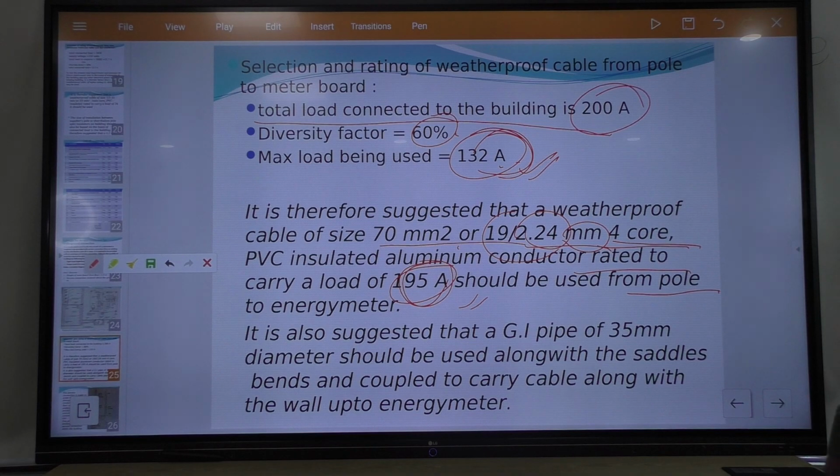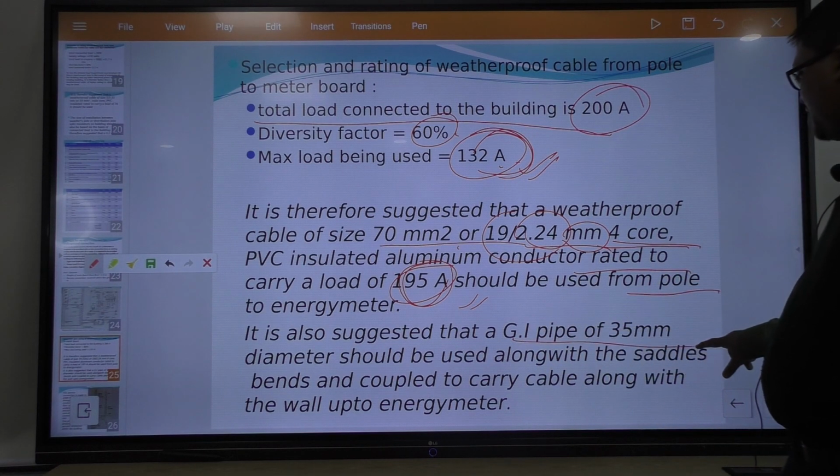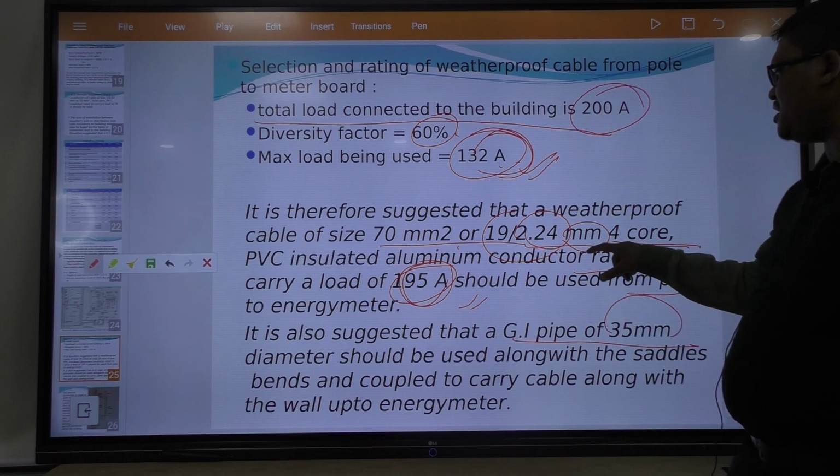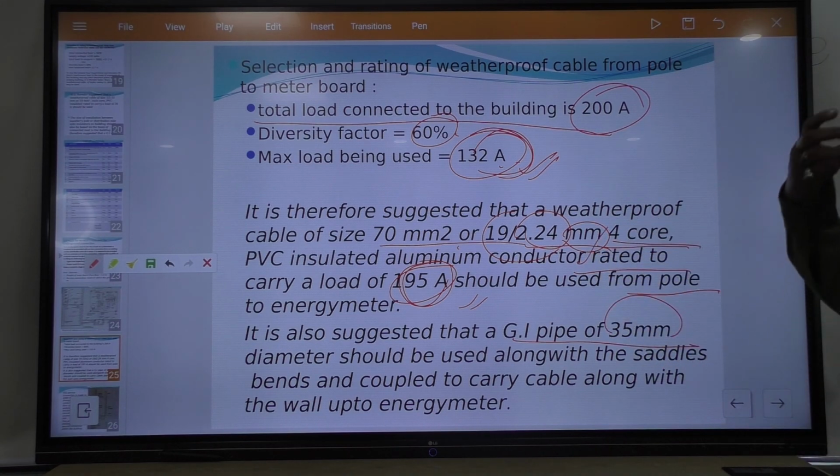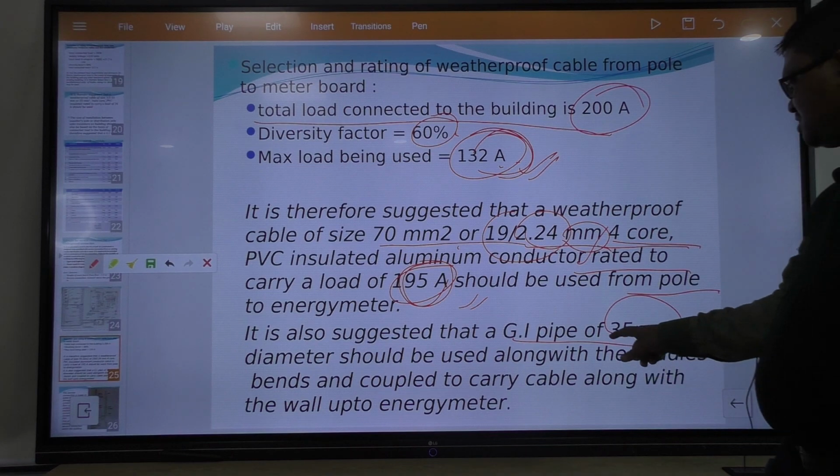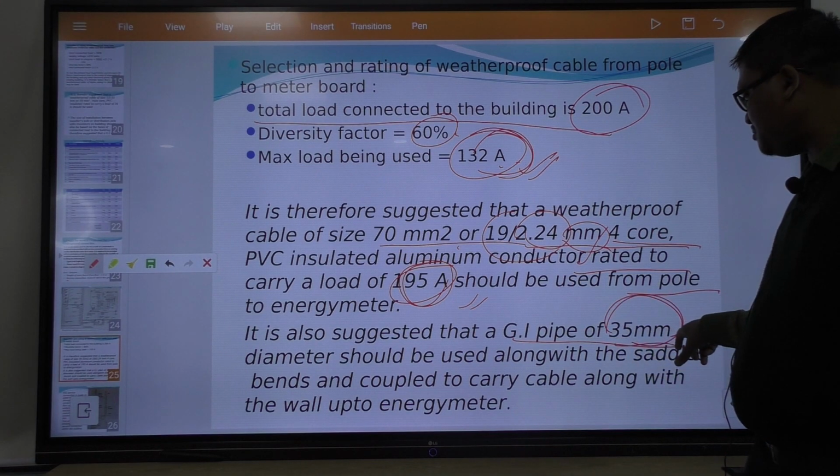So it is also suggested that GI pipe of 35 mm be used to carry this weatherproof cable. For carrying it, we will require GI pipe of 35 mm.